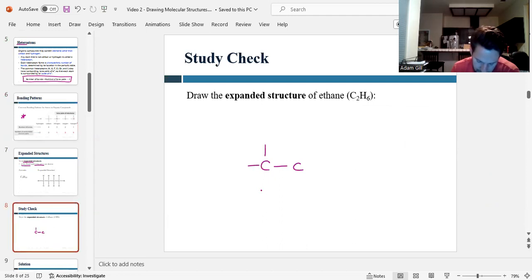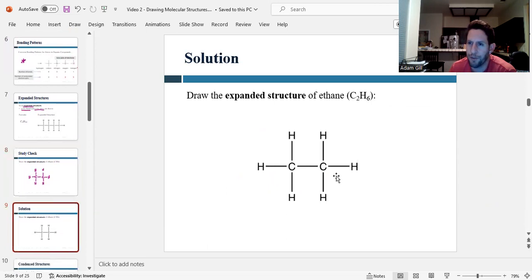So that means this carbon needs another 3, and this carbon needs another 3. And we have 6 hydrogens, and it looks like they're going to fit perfectly. Hydrogen, hydrogen, hydrogen, hydrogen, hydrogen, and hydrogen. And so that is our C2H6. And everybody's happy. Looks like we drew it correct.